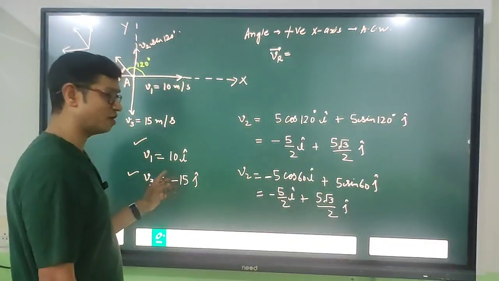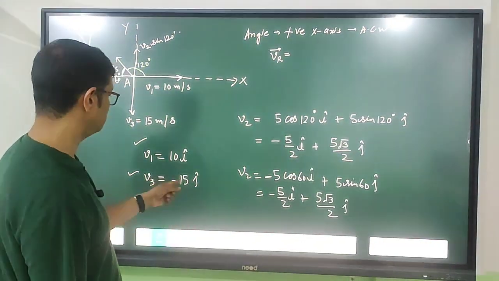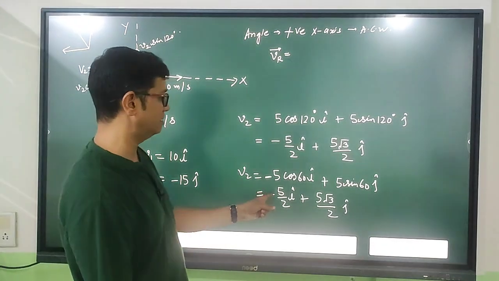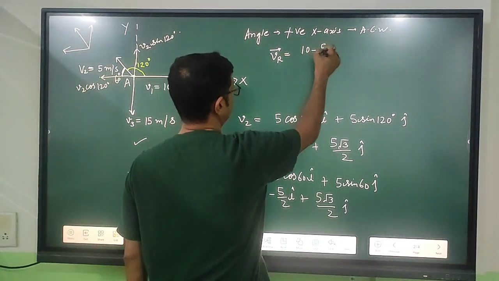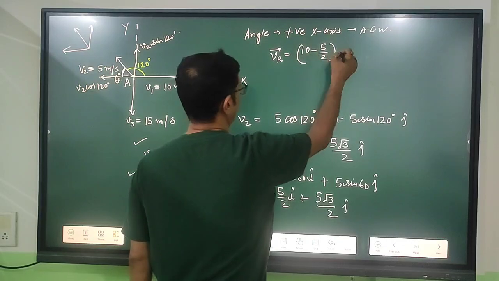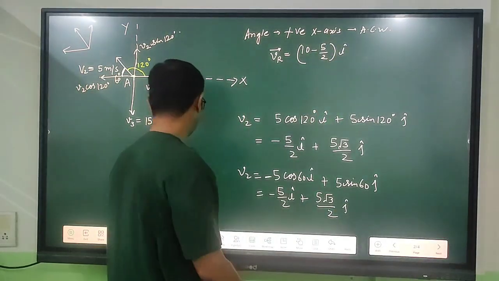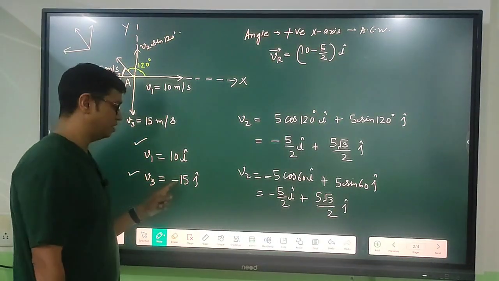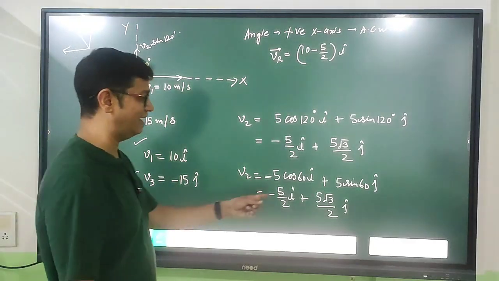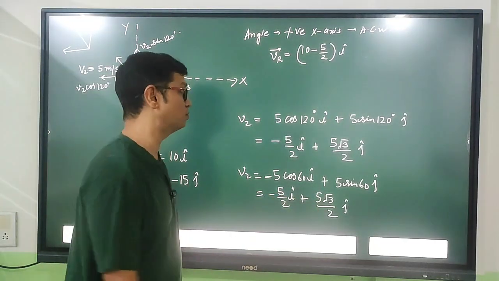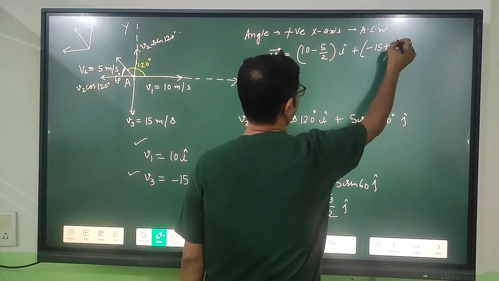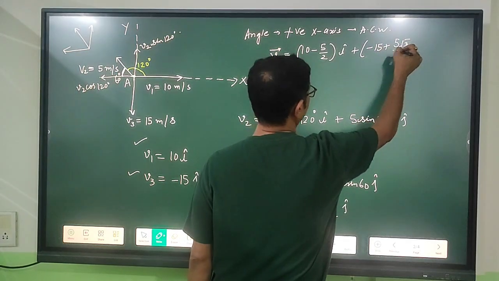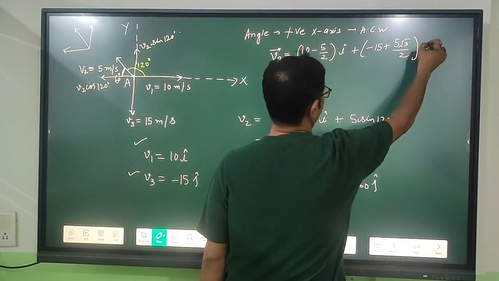what do we have for i cap? 10. There is no i cap here, and this is 10 minus 5 by 2. So this is 10 minus 5 by 2 i cap. What do we have for j cap? There is no j cap here. Here minus 15 and here 5 root 3 by 2. So this will be plus minus 15 plus 5 root 3 by 2 j cap.